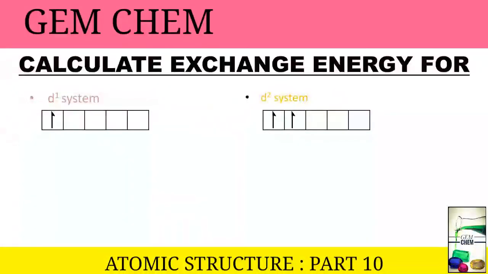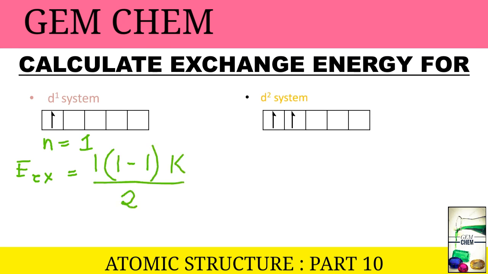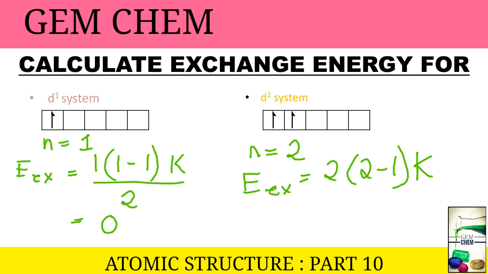Now let us see for d1. For d1, n equals 1. So E exchange will be equal to 1 into (1 minus 1) into k divided by 2, so it is 0. So there is no exchange energy. For d2, n equals 2, right? So E exchange will be equal to 2 into (2 minus 1) into k divided by 2, which will be equal to k only, because this one becomes 1 and the 2 cancels.